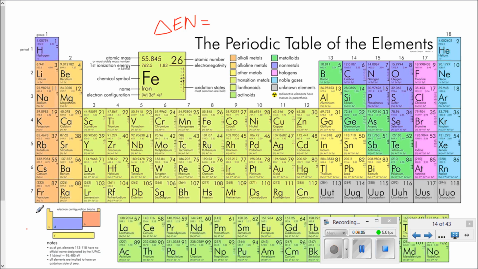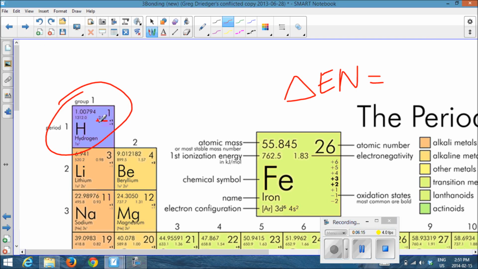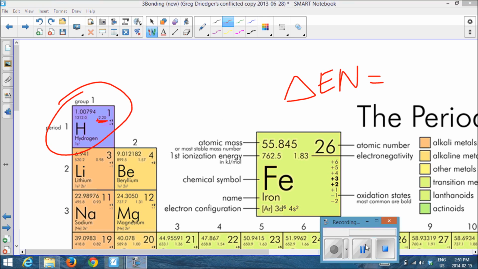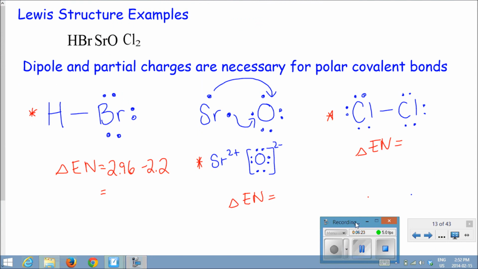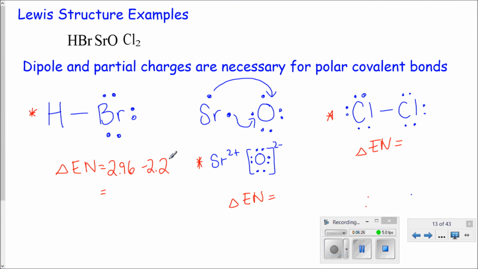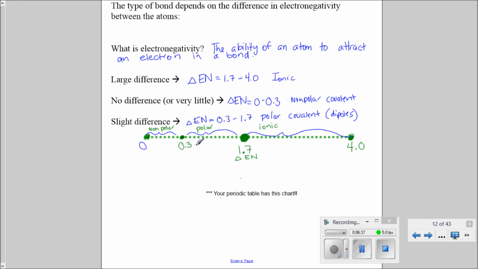We must find H, and we have to take a look at bromine right here. We need to find the difference in electronegativity. Let's zoom in and take a look. Hydrogen has an electronegativity of 2.2, and bromine has an electronegativity of 2.96. This is important: we always take the higher electronegativity, subtract the lower electronegativity, and we get a difference of 0.76. Let's look at our chart to see where it falls. 0.76 is between 0.3 and 1.7, so this is in the polar covalent range.